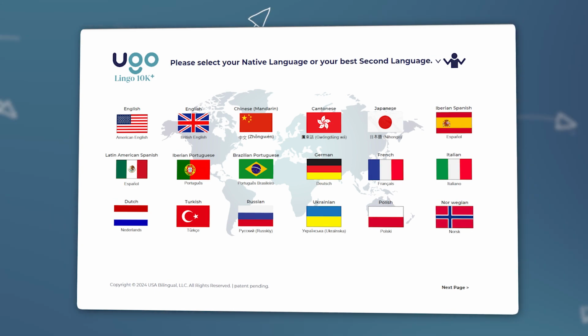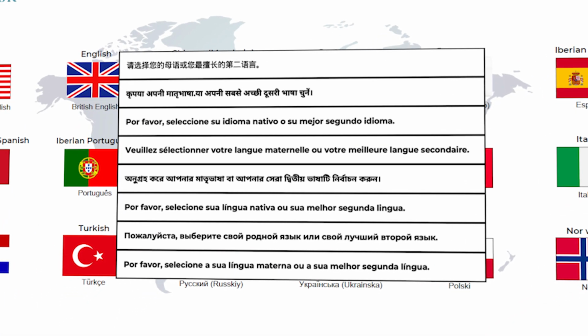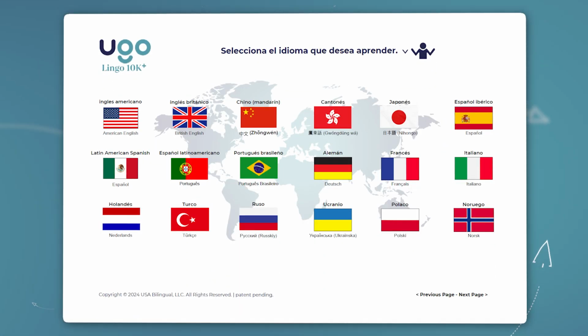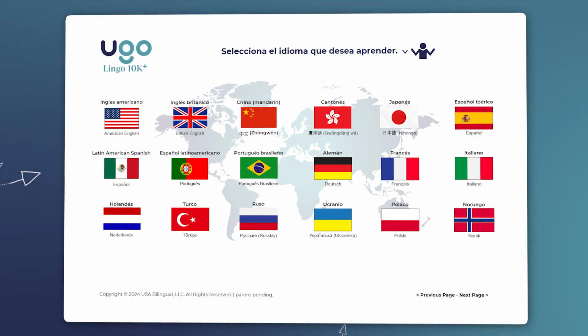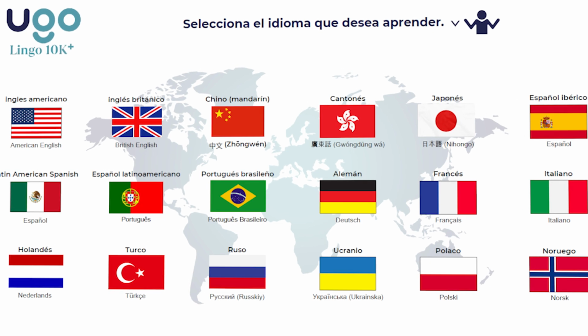Oops, don't understand English yet? No problem. Tap the little guy, a pull-down screen appears, and the question is asked in all languages. In this case, the student chooses Latin American Spanish as their native language. From this point on, all questions, prompts, and displays will be in Spanish.